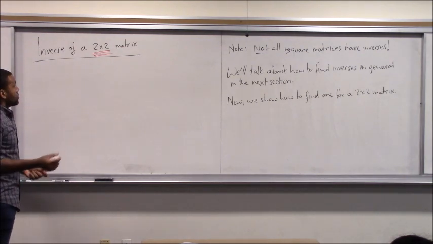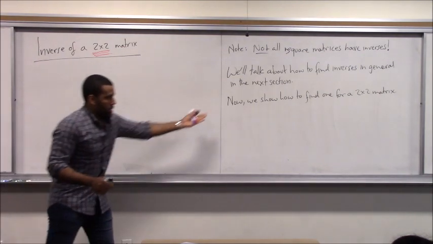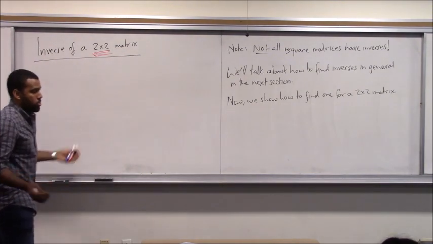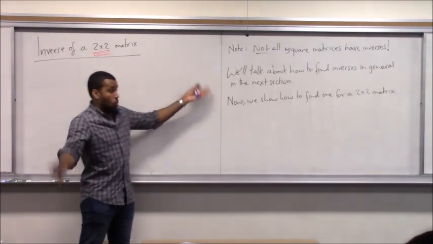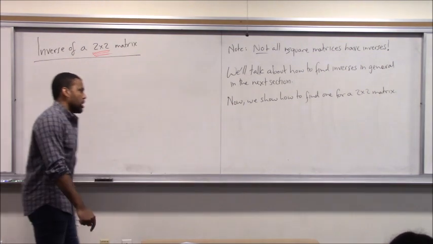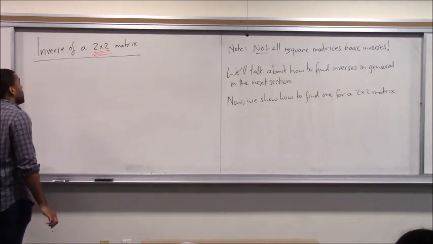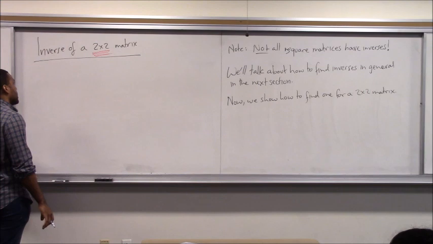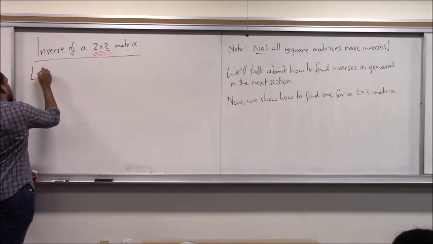And the more general case though, for like a 3 by 3 or a 4 by 4 or 5 by 5 or 6 by 6 or whatever number by whatever number, I'll show you a general method for that in the next section. But one thing you should know is you should kind of have the 2 by 2 one memorized. So here is how it goes.